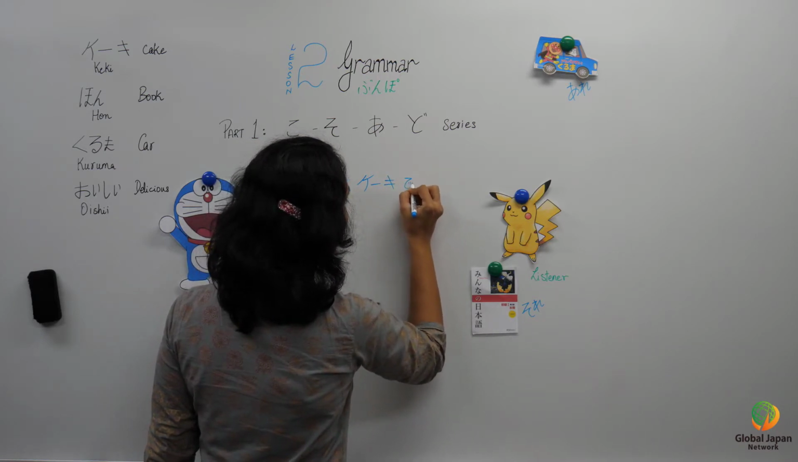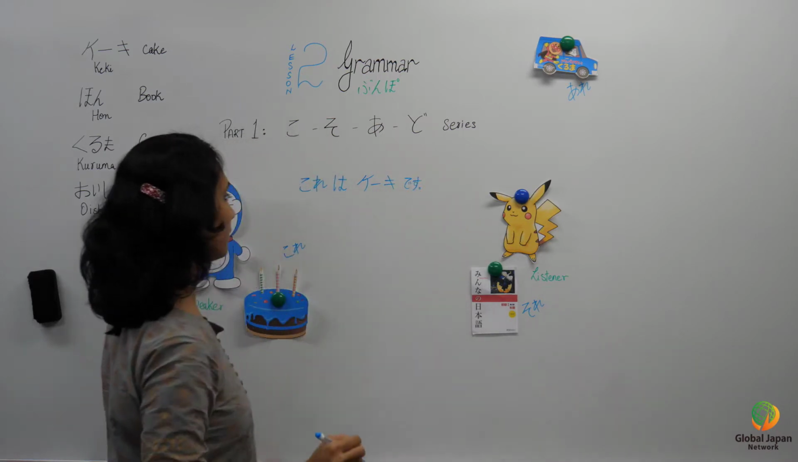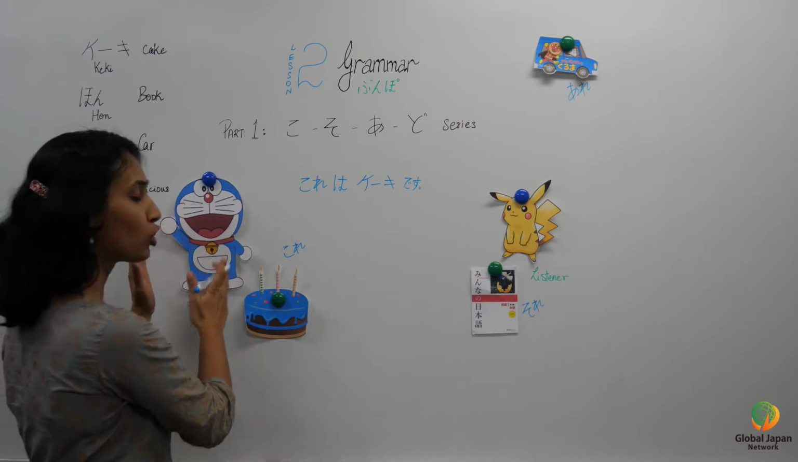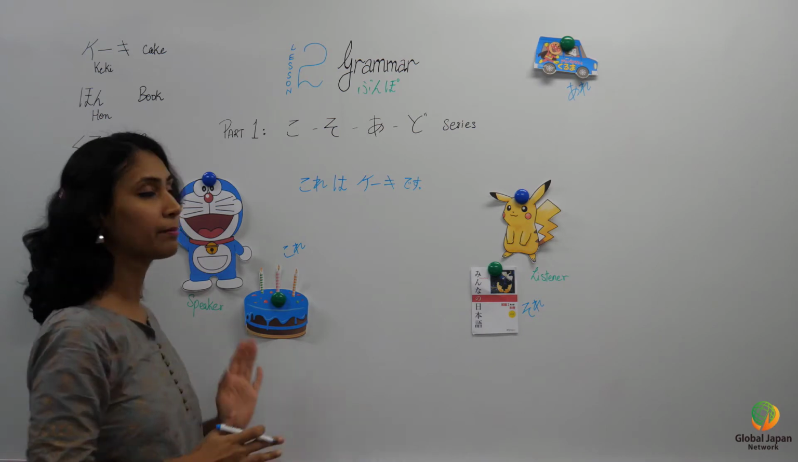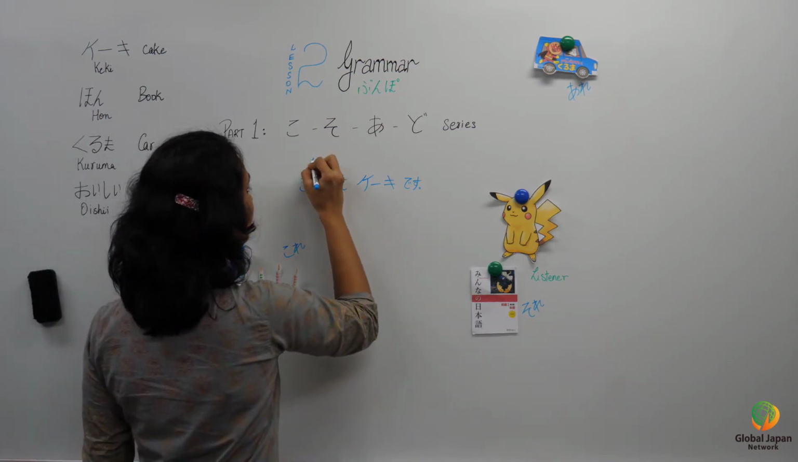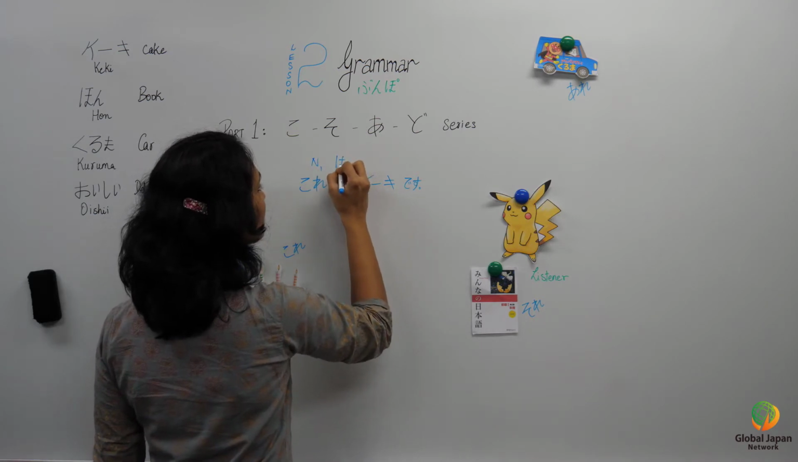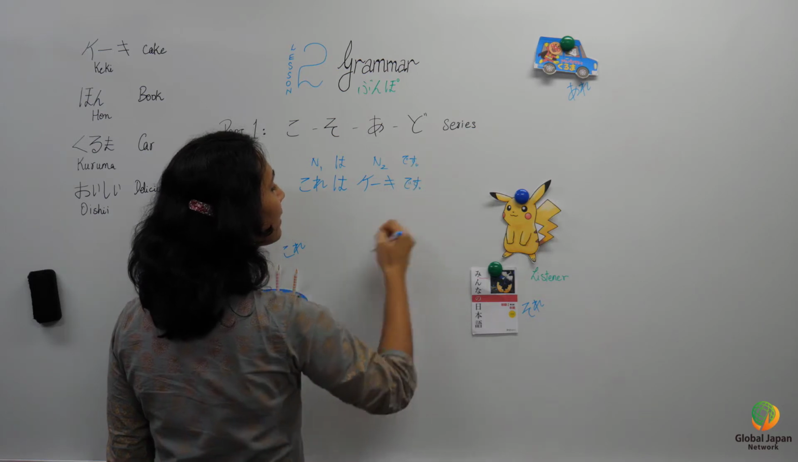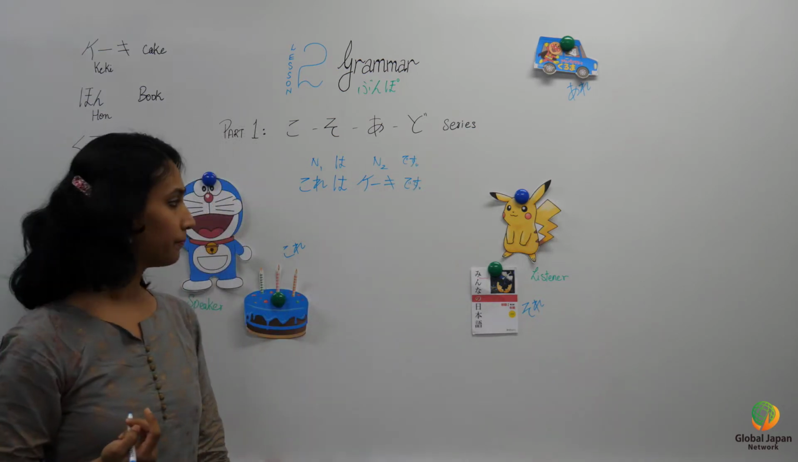Keiki. This. So I am framing out all the sentences now from the viewpoint of Doraemon, which is the speaker in our example here. Kore wa keiki desu. This is in the same sentence pattern which we learned in the first lesson, N1 wa, N2 desu. In that pattern only we are framing out sentences.